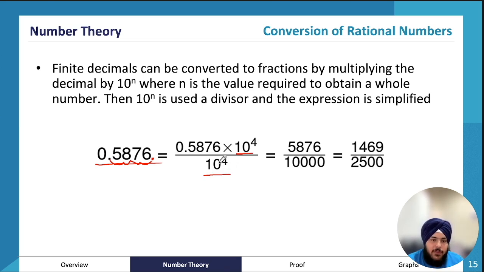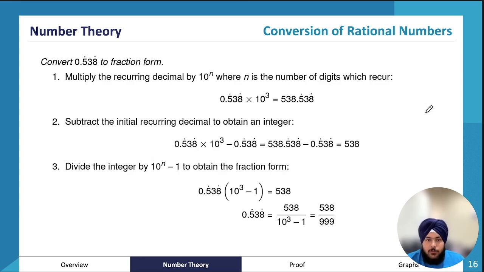So therefore you'll end up with 5876 over 10,000. Simplifying it, you'll get 1469 over 2,500. That is in the form m over n. So that is the easiest method to convert anything into the form m over n, if it is a finite decimal. But what if it is not a finite decimal?